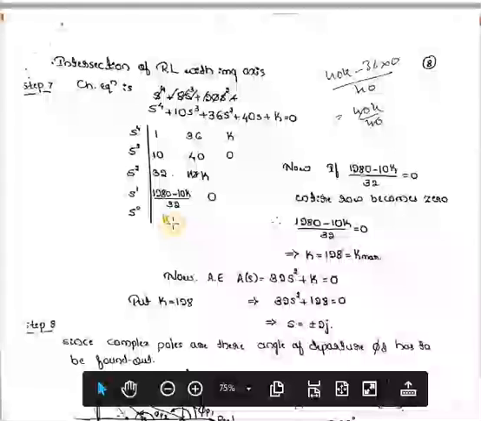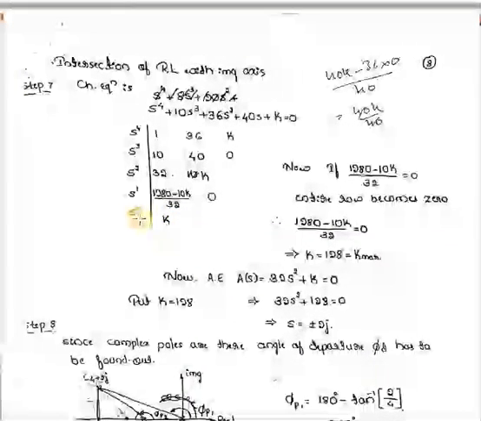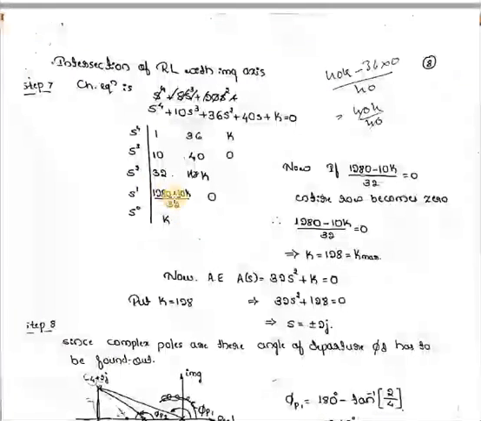Now you need to consider the auxiliary equation. Here you cannot equate k to 0, so I will consider this one. Equate this to 0: 1280 minus 10k divided by 32 equal to 0, so the entire row becomes 0. Therefore from this you will get the k value as 128, that is the marginal value of k. Then you have to write the auxiliary equation.